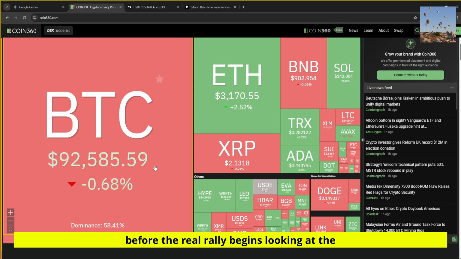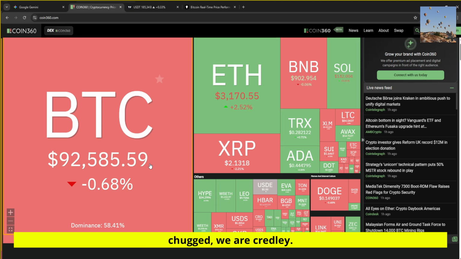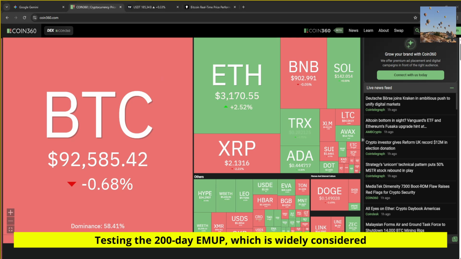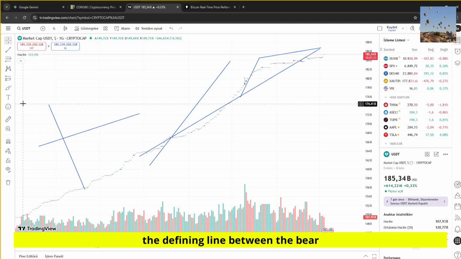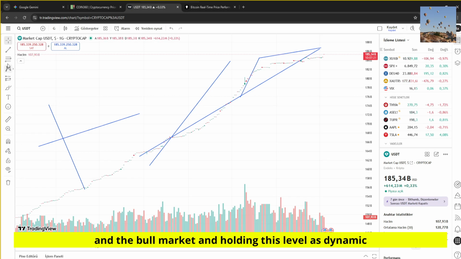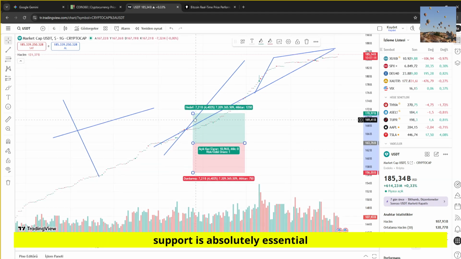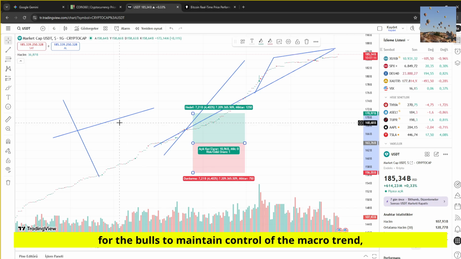Looking at the exponential moving averages on the daily chart, we are currently testing the 200-day EMA, which is widely considered the defining line between a bear and a bull market, and holding this level as dynamic support is absolutely essential for the bulls to maintain control of the macro trend.